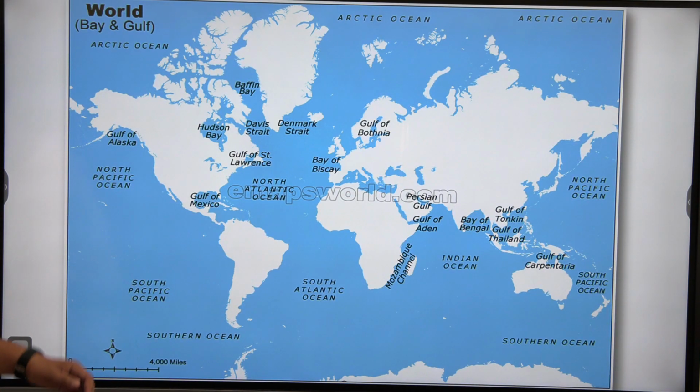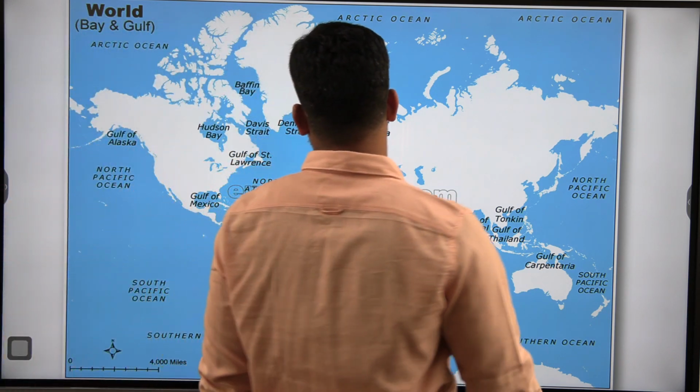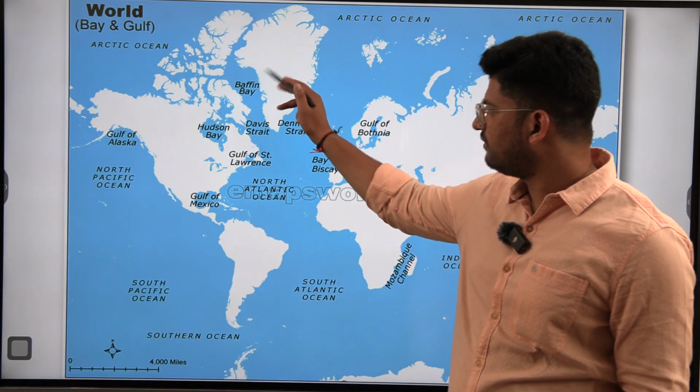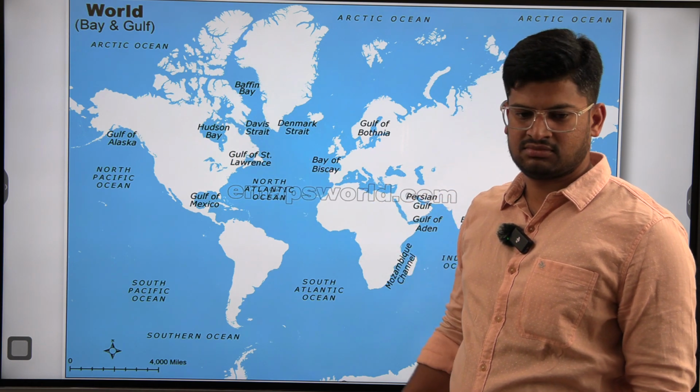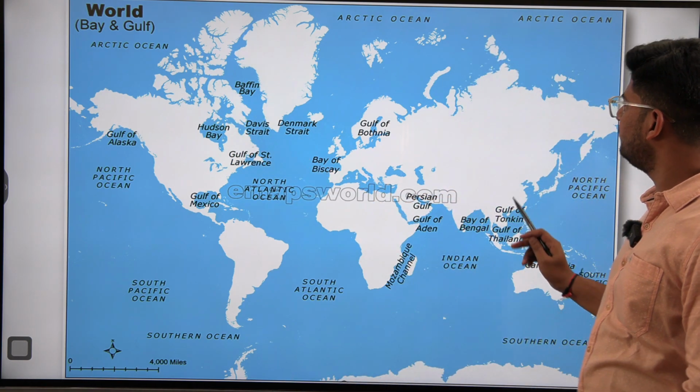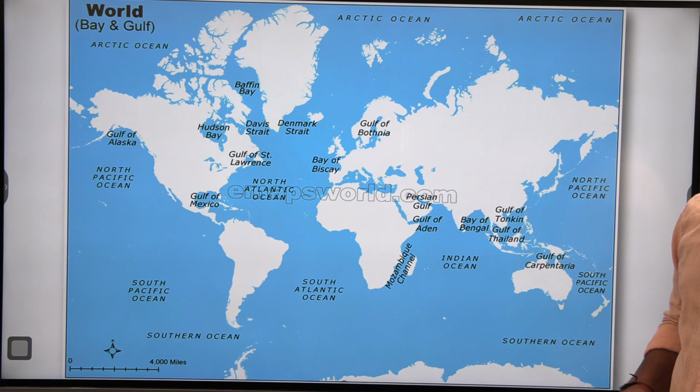So if you look at the world's bays here, Baffin Bay, Hudson Bay in Canada. Okay. So these are some of the important bays, along with the Bay of Bengal.